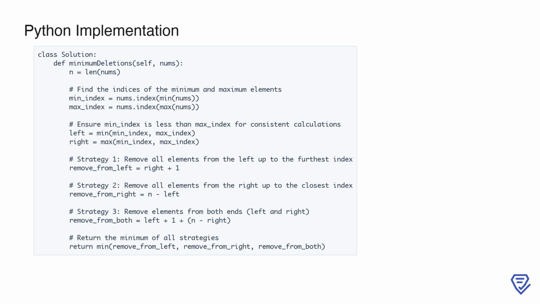By evaluating all possible strategies, this approach ensures the solution is optimal. The time complexity is O(n), as we only perform a single pass to find the indices and evaluate strategies. The space complexity is O(1), as no additional data structures are used. This code is clean, efficient, and handles all edge cases within the problem's constraints.